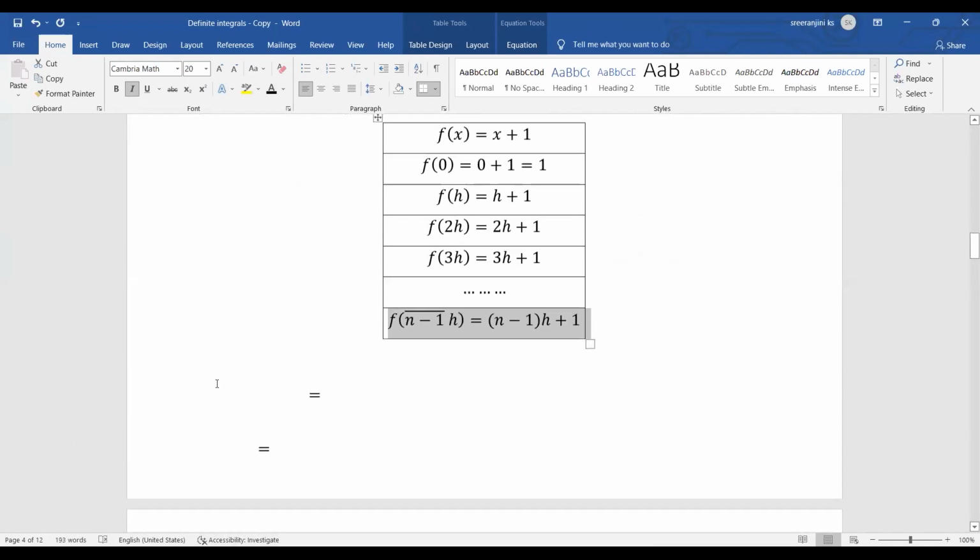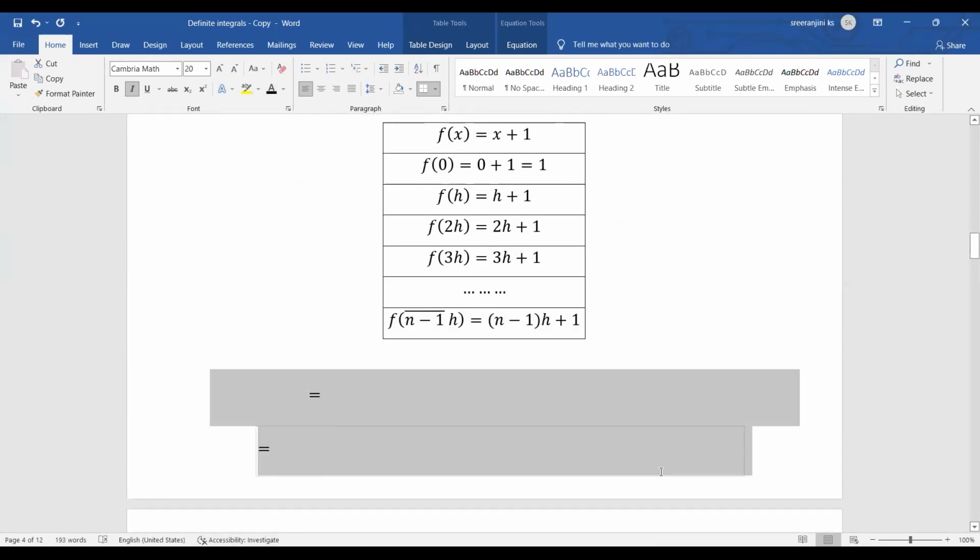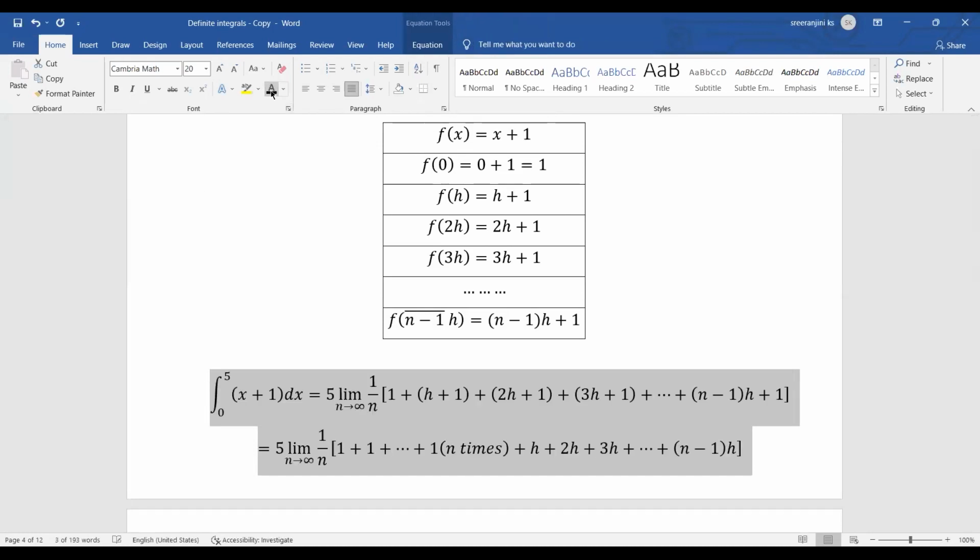Now, we can substitute these values for evaluating the integral. Integral 0 to 5, x plus 1 dx is equal to 5 into limit n tends to infinity, 1 by n, f of 0, that is 1, plus f of h, h plus 1, f of 2h, 2h plus 1, f of 3h, 3h plus 1, etc. plus n minus 1 h plus 1.